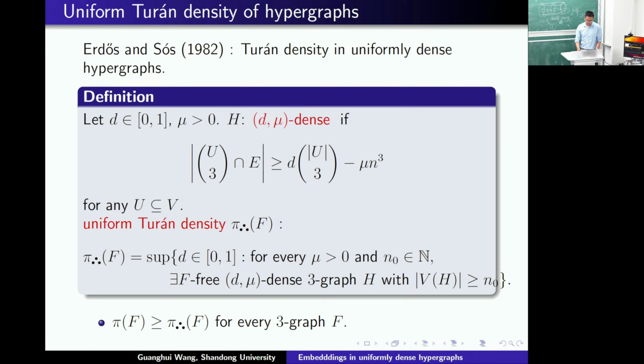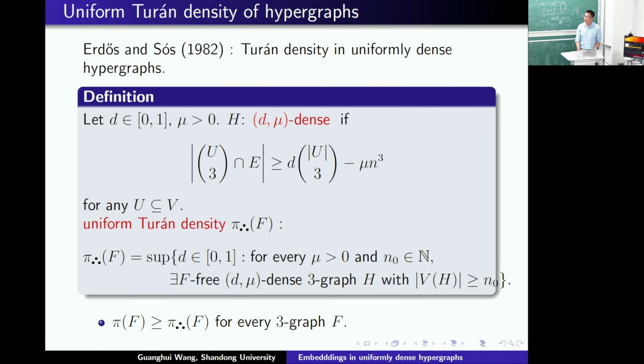They gave the (d, mu)-dense hypergraph. Given d and mu, a hypergraph H is called (d, mu)-dense if for any subset U, the edge density inside U is around d. And then they define the uniform Turan density as the supremum of d such that for every mu, there exists an F-free (d, mu)-dense 3-graph H.